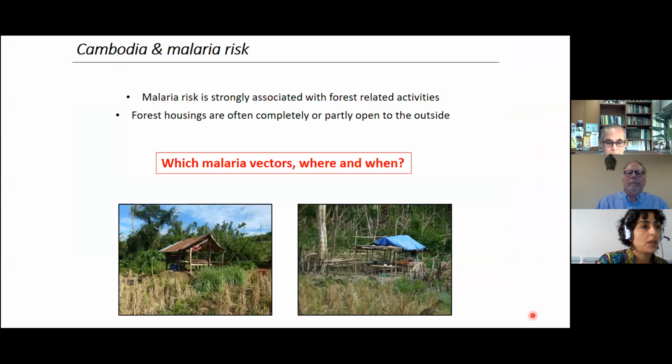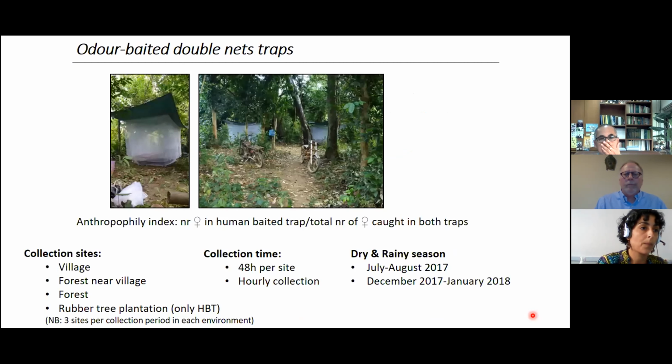So all of you already know probably, but in the sub-region, malaria risk is strongly associated with forest-related activities, and forest housing is usually not open. People don't tend to carry a bed net. So the idea of this study was to better understand which malaria vectors were biting people and when, including in forest sites as well.